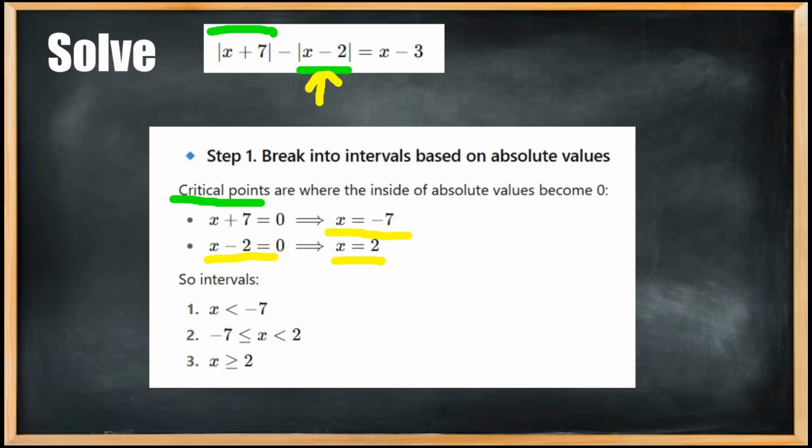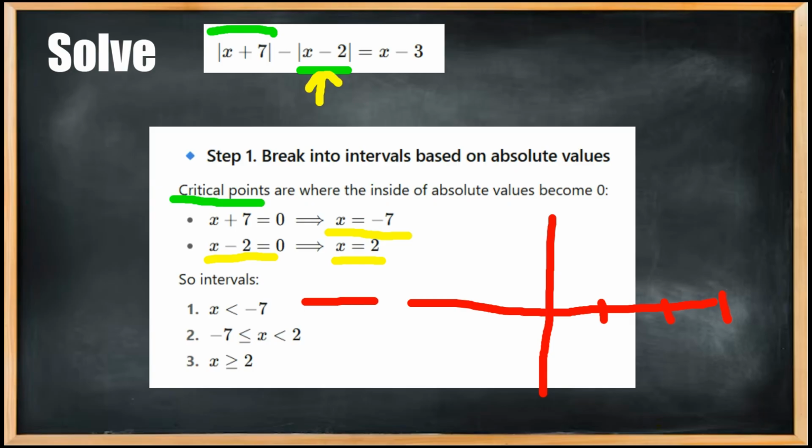Okay, so if you draw the number line now, let's say that this is 2. I'm just drawing randomly. This is 4, this is 6, and this is, let's say, negative 2, negative 4, negative 6, and negative 8. Now what points have we established? We have established negative 7 as one of the critical points. So this is negative 7. And the second is this one, which is positive 2.